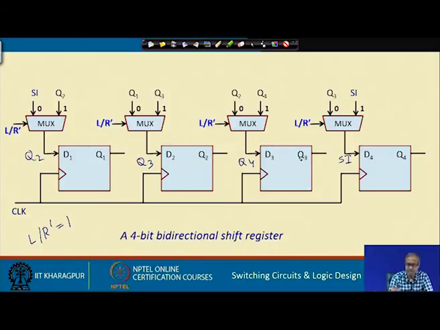So, shifting will be happening in the reverse direction. Q4 will be coming here, Q3 will be coming here, Q2 will be coming here, and Q1 will get lost, and a new value will be entering in Q4, right. So, this is how a bidirectional shift register can be designed: a normal register where the inputs to D1 are properly selected by using multiplexers under the control of this LR bar. Okay.